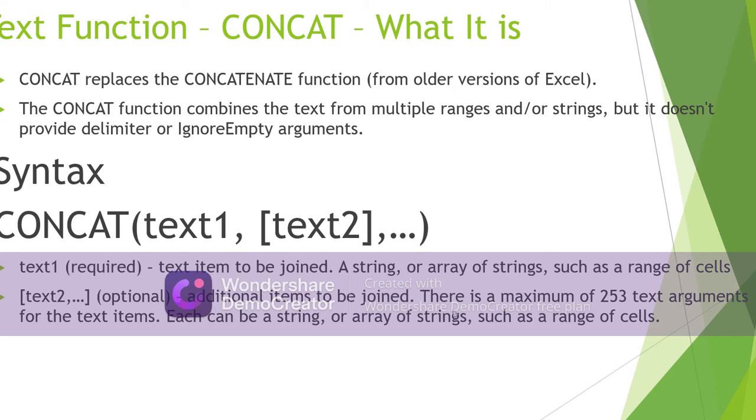Now, you have to keep in mind that there is a limit. When I say limit, I mean a maximum of 253 text arguments for the text items. It can be a string, an array of strings, or a range of cells. So 253 is a lot. That means you can keep going. Say this is text1, text2. You can probably go all the way up to 200 if need be. You know what I mean? So this makes it flexible. This makes it possible for you to add a bigger line and put them together.